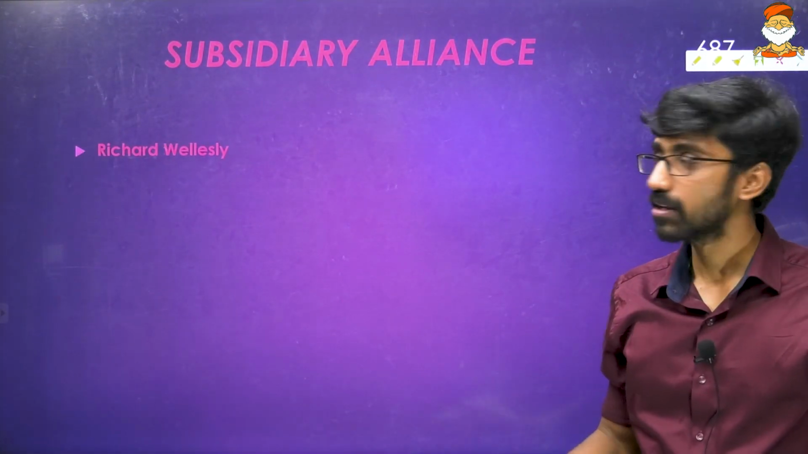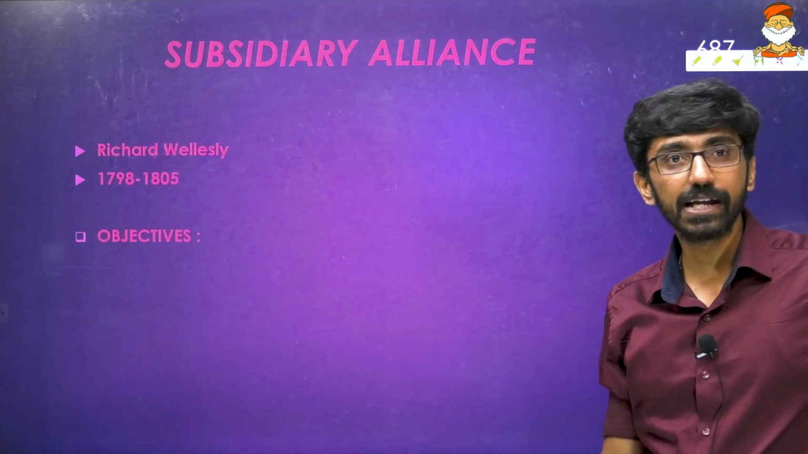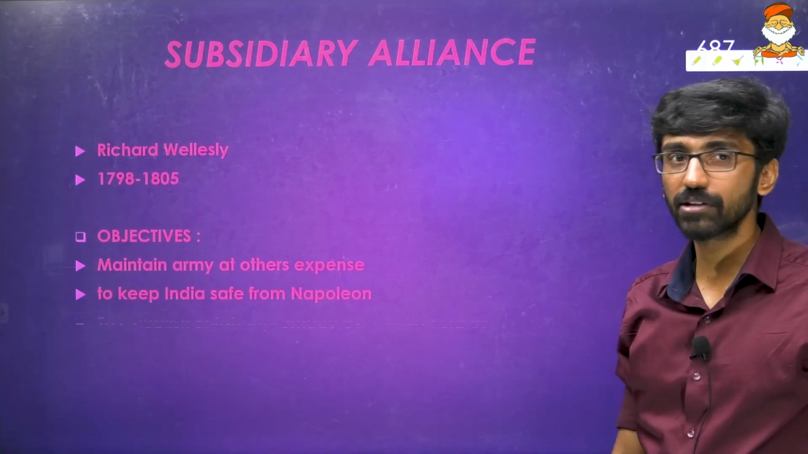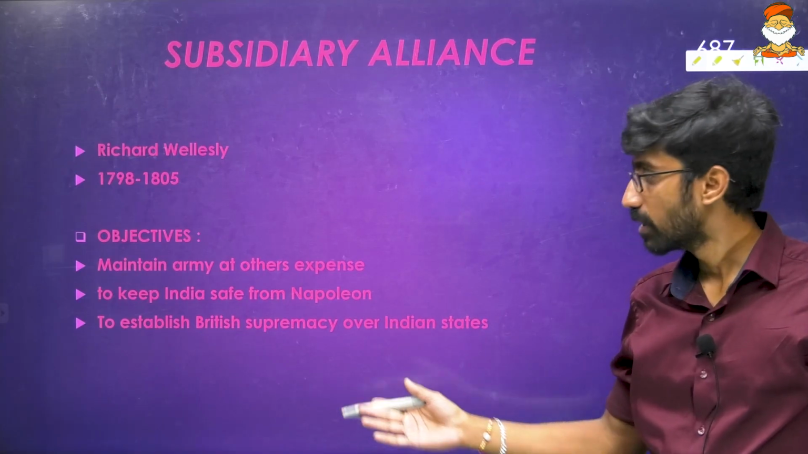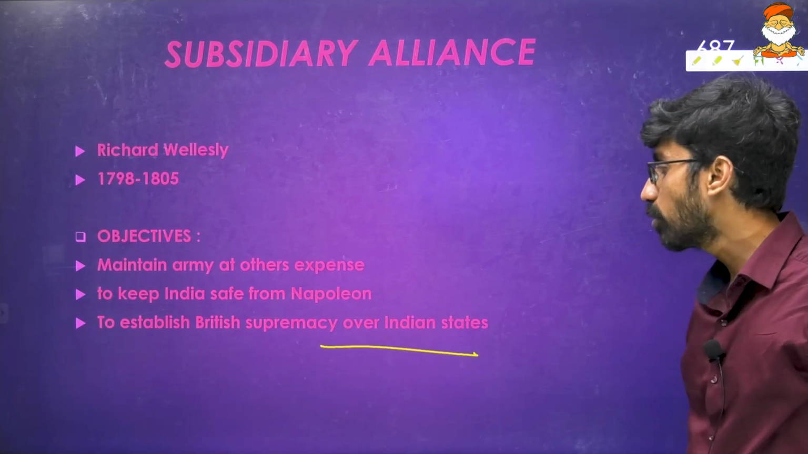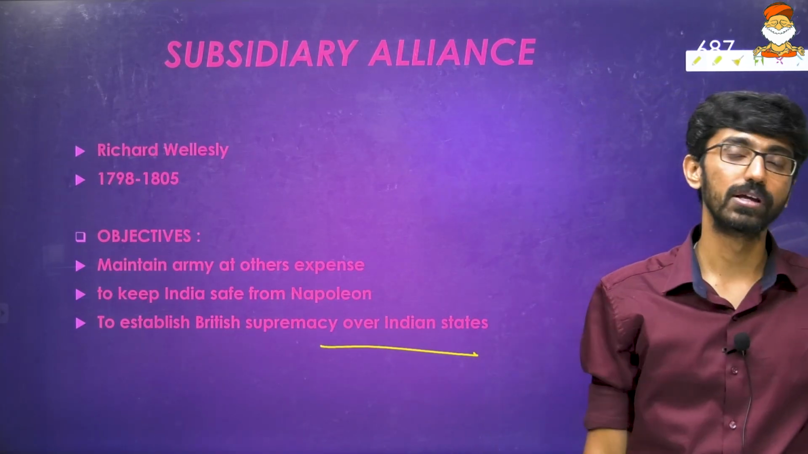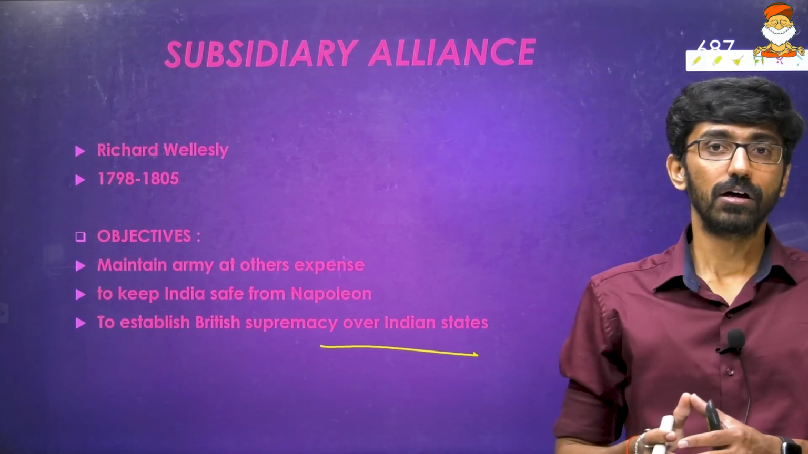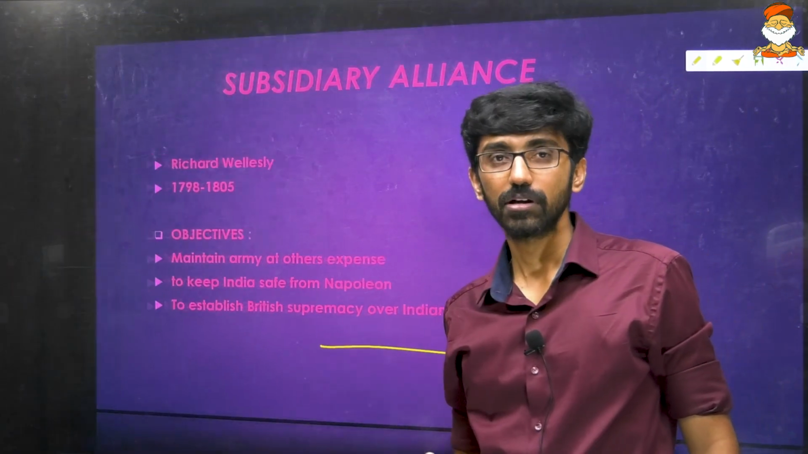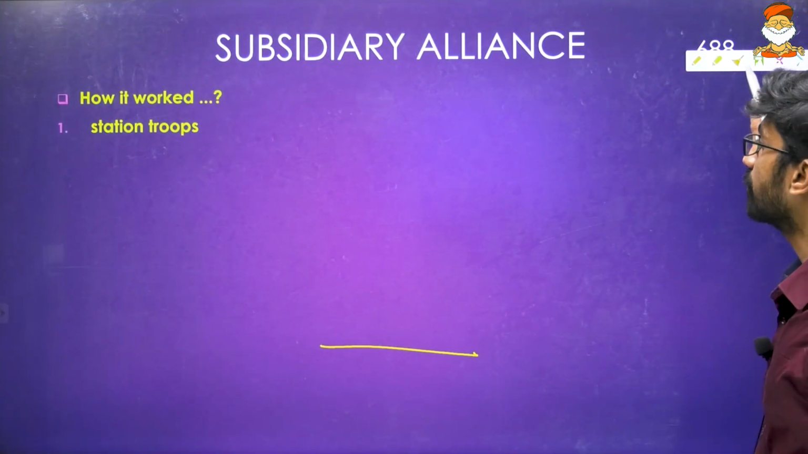Subsidiary alliance system, that is Richard Wellesley, 1798 to 1805. What is the objective? The same three objectives: maintain an army at others' expense, keep India safe from Napoleon, as well as establish British supremacy over Indian states, that is British paramountcy over Indian states. And we understood how it can be established when you look at the conditions of the subsidiary alliance system and how it worked.